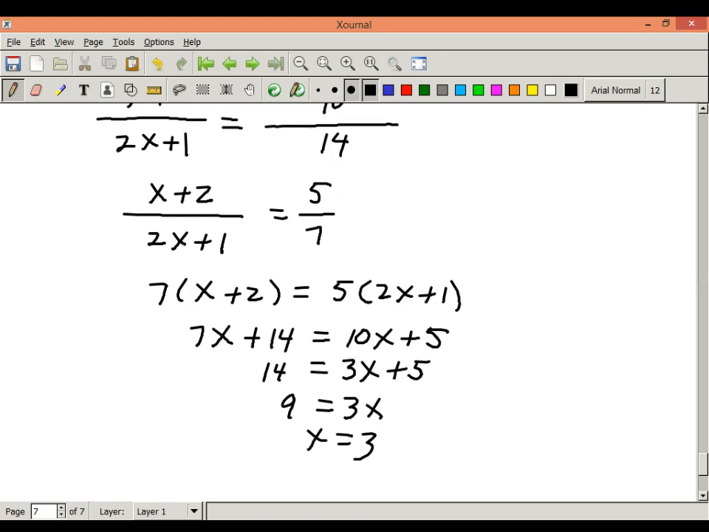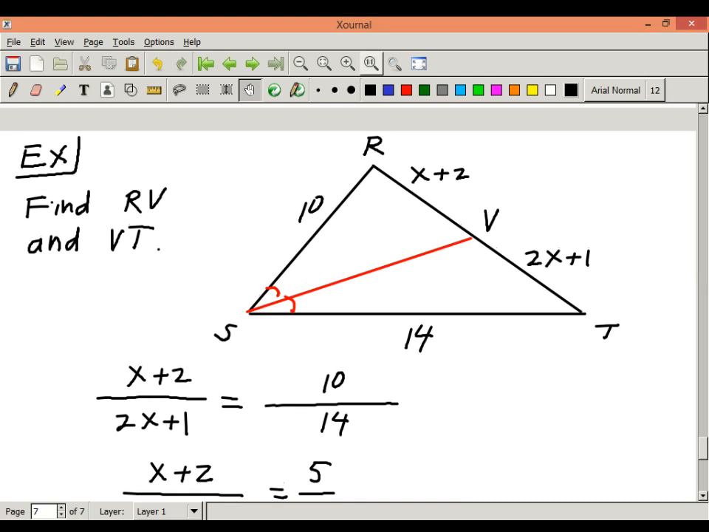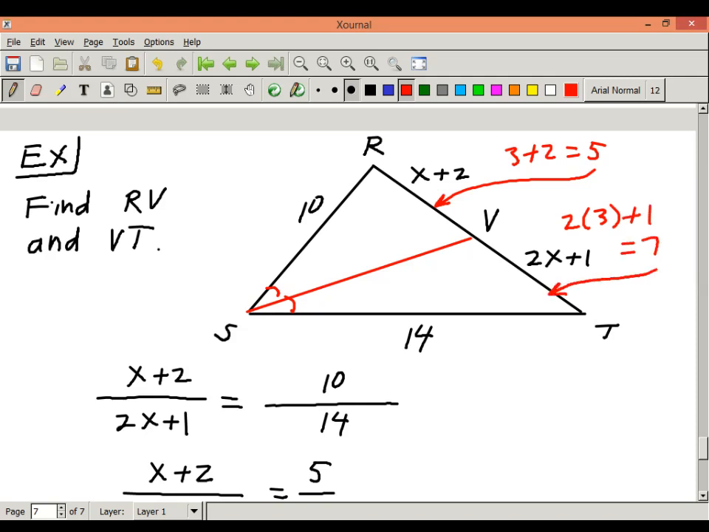Okay, we're not done yet, right? Because we have to go back and find the segments they wanted. They wanted RV. RV is right here, so that's x plus 2. We said x was 3, so 3 plus 2. So that piece is 5. And they wanted VT, so with x as 3 again, that's 2 times 3 plus 1, which is 7. So that piece is 7. There you go. You can see it right there: 5 over 7 equals 10 over 14.